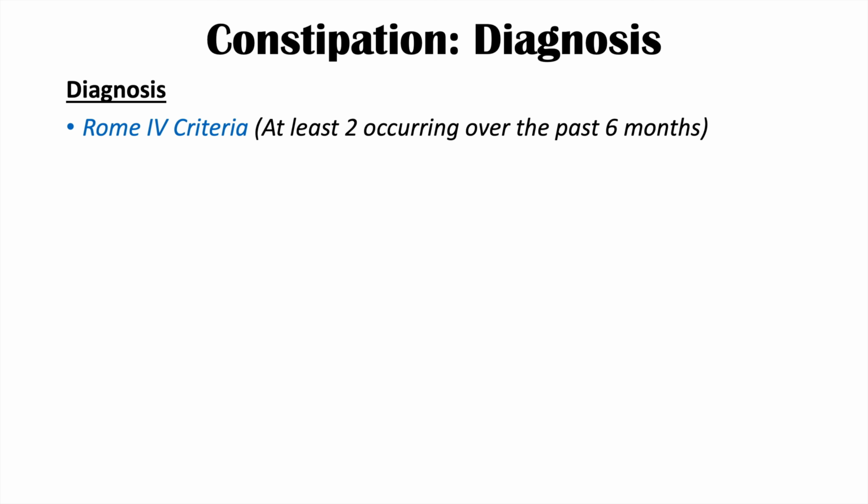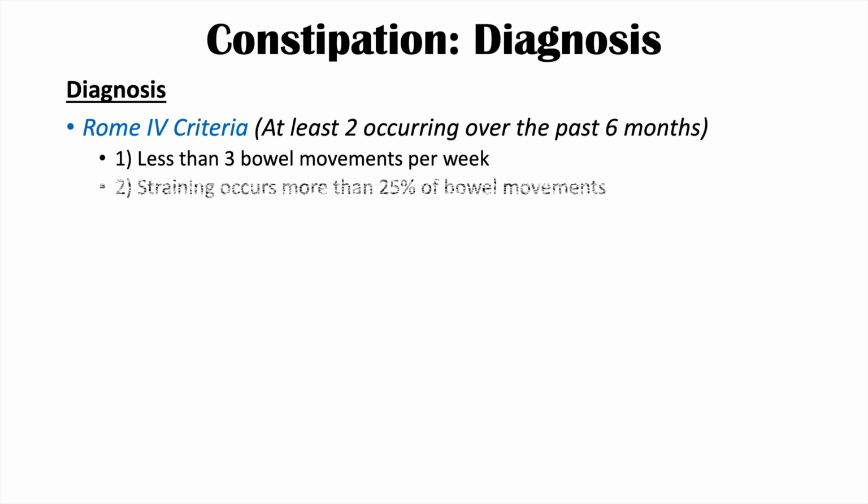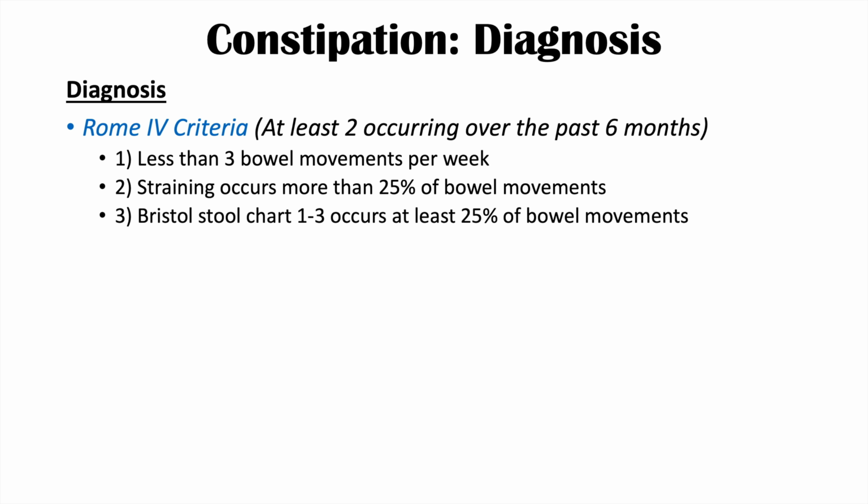But we'll take a look at the Rome 4 criteria here. 1 is less than 3 bowel movements per week. We used that as a definition earlier in this lesson. 2 is straining that occurs in more than 25% of bowel movements. So more than 1 in 4 bowel movements occurs with straining. 3 is a Bristol stool chart of 1 to 3 occurring in at least 25% of bowel movements.